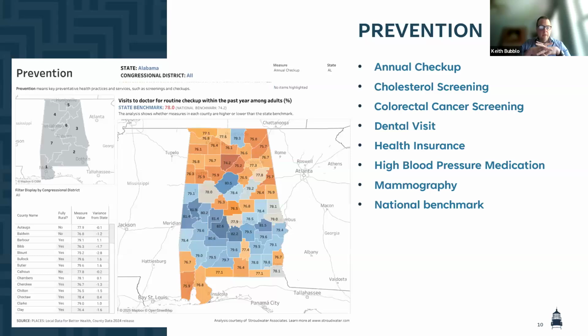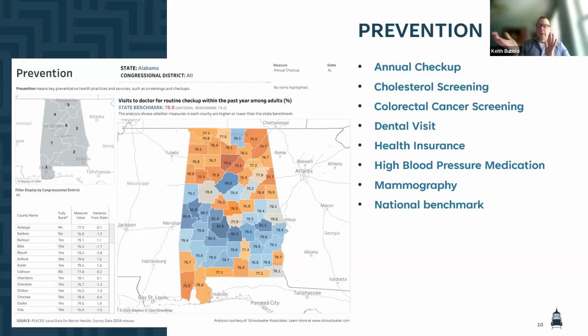Prevention: this is coming from CDC and also, in some cases, from Robert Wood Johnson, as I talked about before. The CDC has a really great resource called CDC PLACES, which is small area estimates of different measures. And it's fantastic because it goes down, in this case we're using county level. It actually goes down to the zip code level, which we use in some of our more specific analyses that we do for our clients here at Stroudwater.